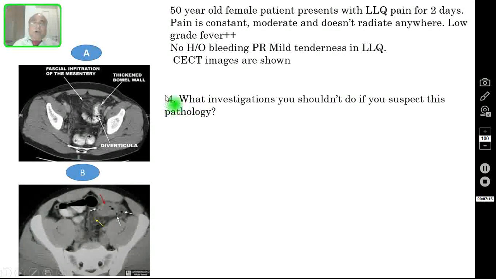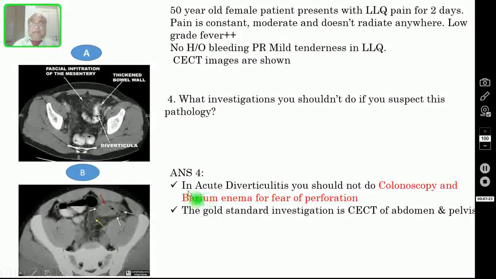So question number 4, what investigation should you not do if you suspect this pathology? The correct answer is, in acute diverticulitis, you shouldn't do either colonoscopy or barium enema for fear of perforation. So what investigation should you do? The gold standard investigation in case of suspected acute diverticulitis is of course CECT of the abdomen and pelvis. That is what you are seeing. Both figure A and figure B are CECT of the abdomen and pelvis.